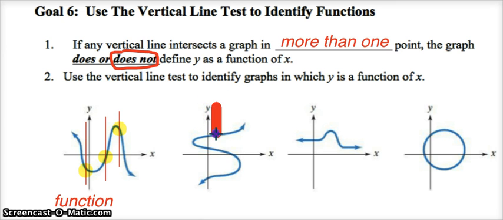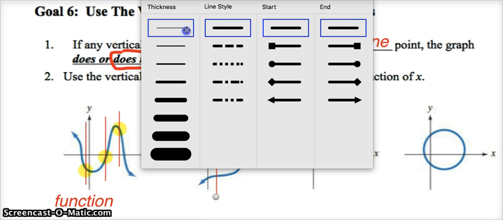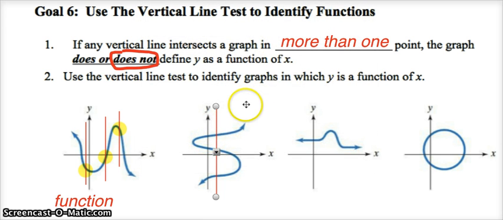On the second graph, when I draw a vertical line through the function, I see that that vertical line passed through in 1, 2, 3 separate places. So there's really no need for me to draw an additional vertical line. I see that it does intersect at more than one point, so it does not define y as a function of x, so it fails the vertical line test, so it's not a function.